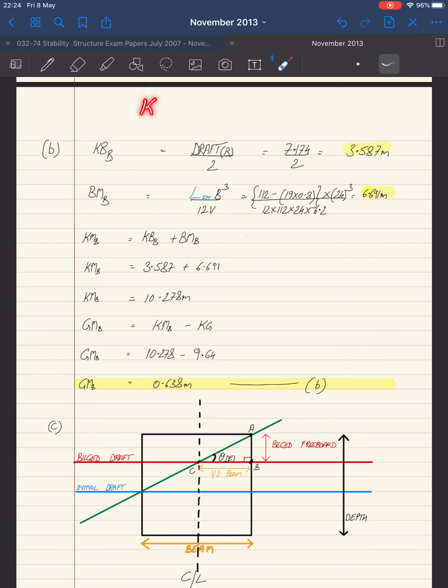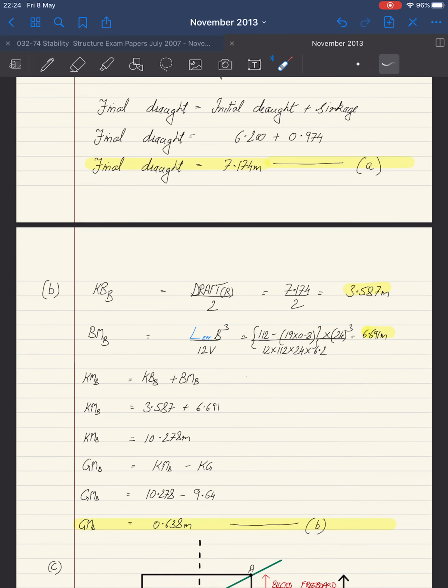So KM is equal to KB plus BM. If this is the bilged condition, then KM bilged will be equal to KB bilged plus BM bilged. So this is how we'll be calculating our KM. KB bilged is equal to draft bilged divided by 2. The draft bilged was 7.174 meters, divided by 2. So we have found out KB bilged as 3.587 meters.